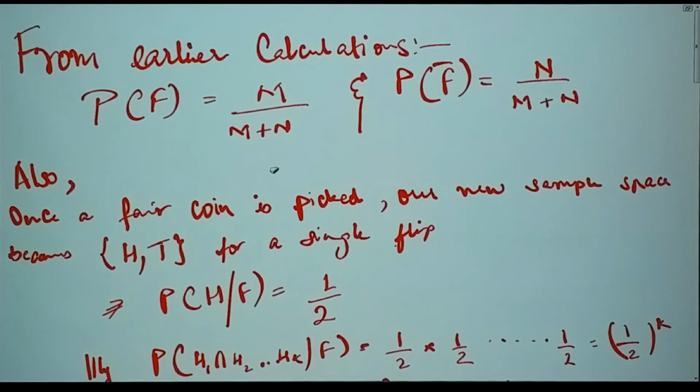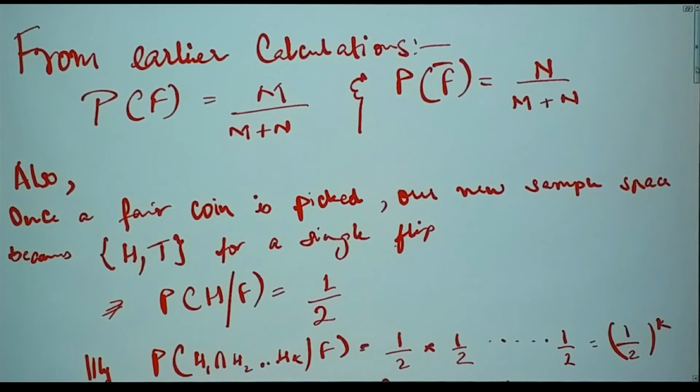And similarly, the probability of getting heads on k consecutive trials is equal to the probability of H1 intersection H2 intersection till Hk, given that we pick the fair coin, which is equal to 1/2 into 1/2 into 1/2, k times.